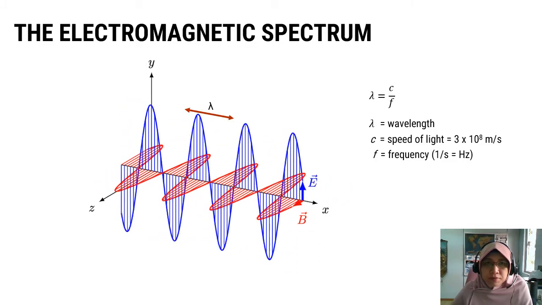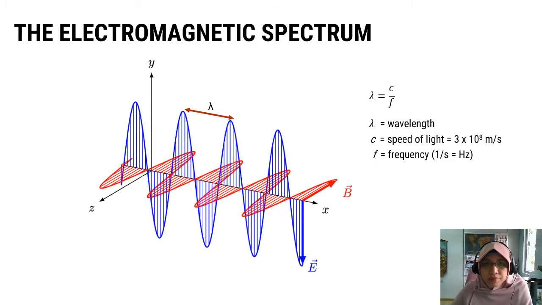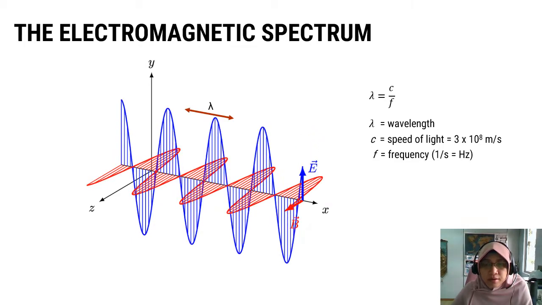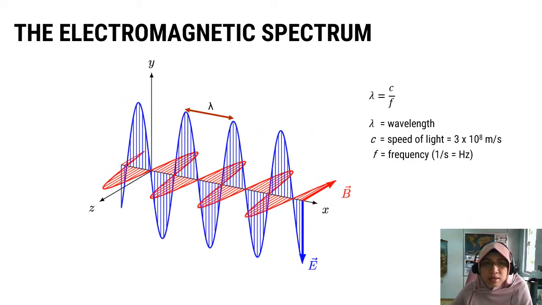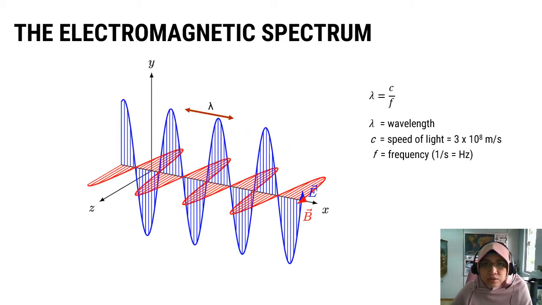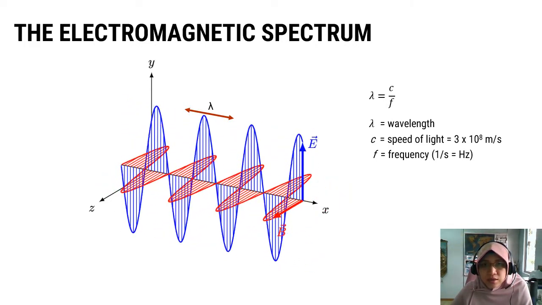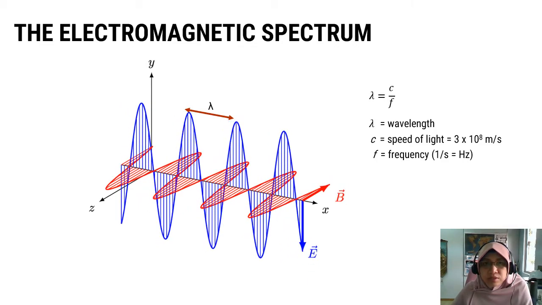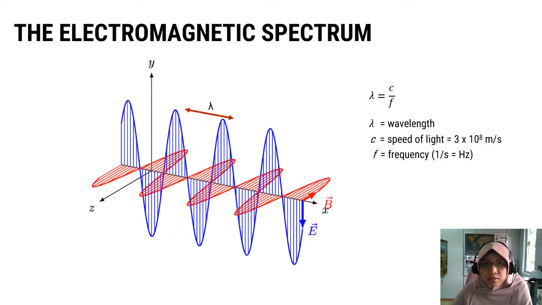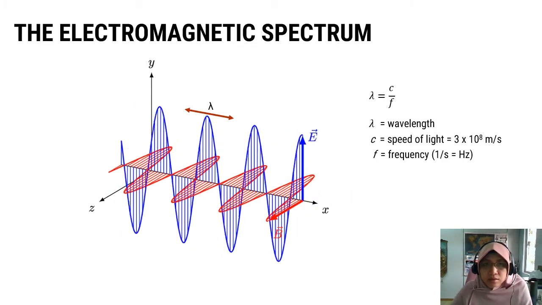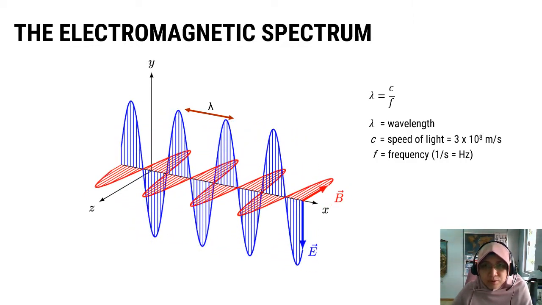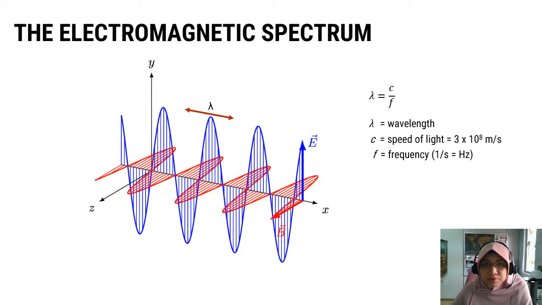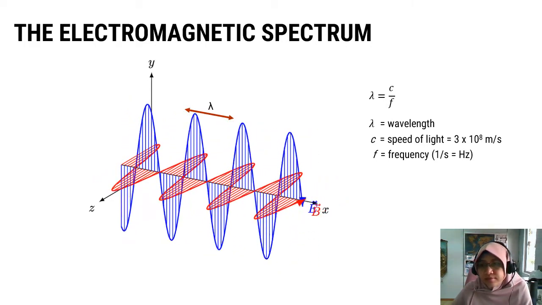The distance from crest to crest is called the wavelength, or lambda. The number of waves that go by in 1 second is the frequency. So if 10 waves or cycles go by per second, the frequency is 10 cycles per second, or hertz. The time it takes for just one wave to go by is 1 over the frequency. That is, if the frequency is 10 hertz.